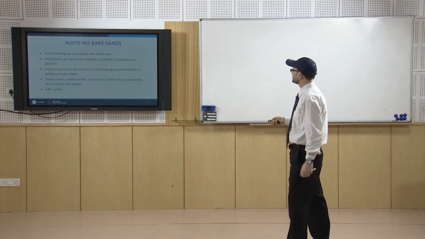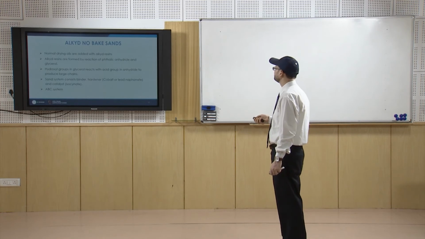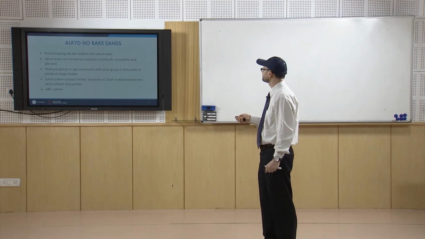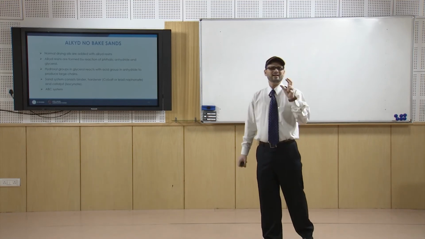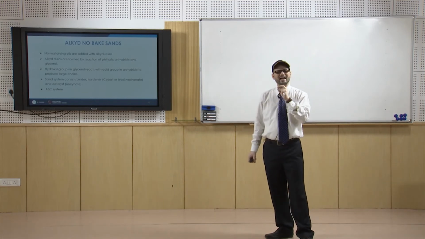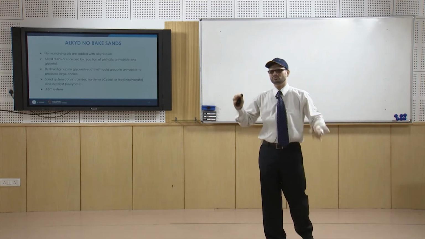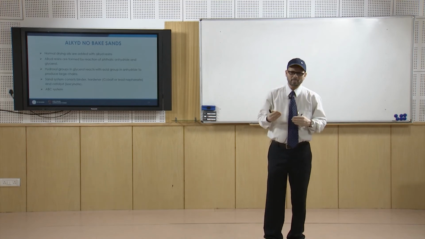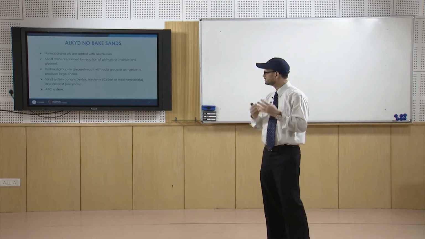So, the sand system consists of binder and hardener, and the hardener is cobalt or lead naphthenate. In this case there is no baking. Basically you are using a catalyst, and that is isocyanate, which is a poisonous gas, but it is used. Once that passes, the curing action takes place at a fast rate.